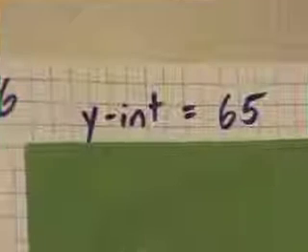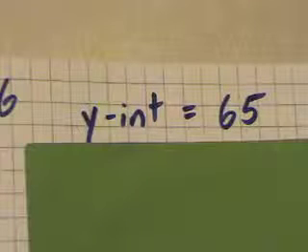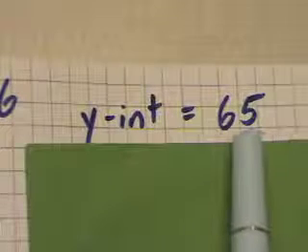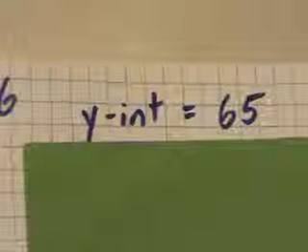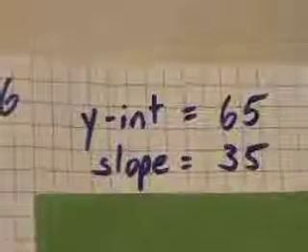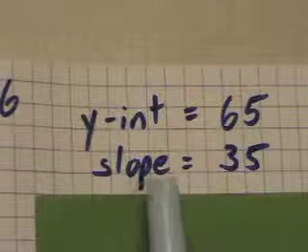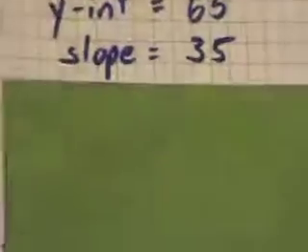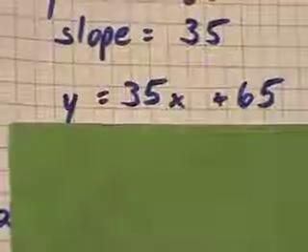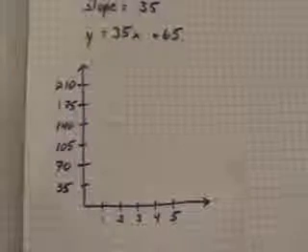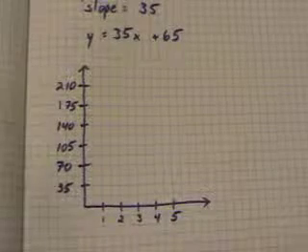The plumber charging $65 for a repair is another way of saying, here's your y-intercept, this is where we're starting. Plus $35 an hour is another way of saying the slope on your graph, the rate of change, is going to be 35. So there's your equation. Let's turn this into a graph.